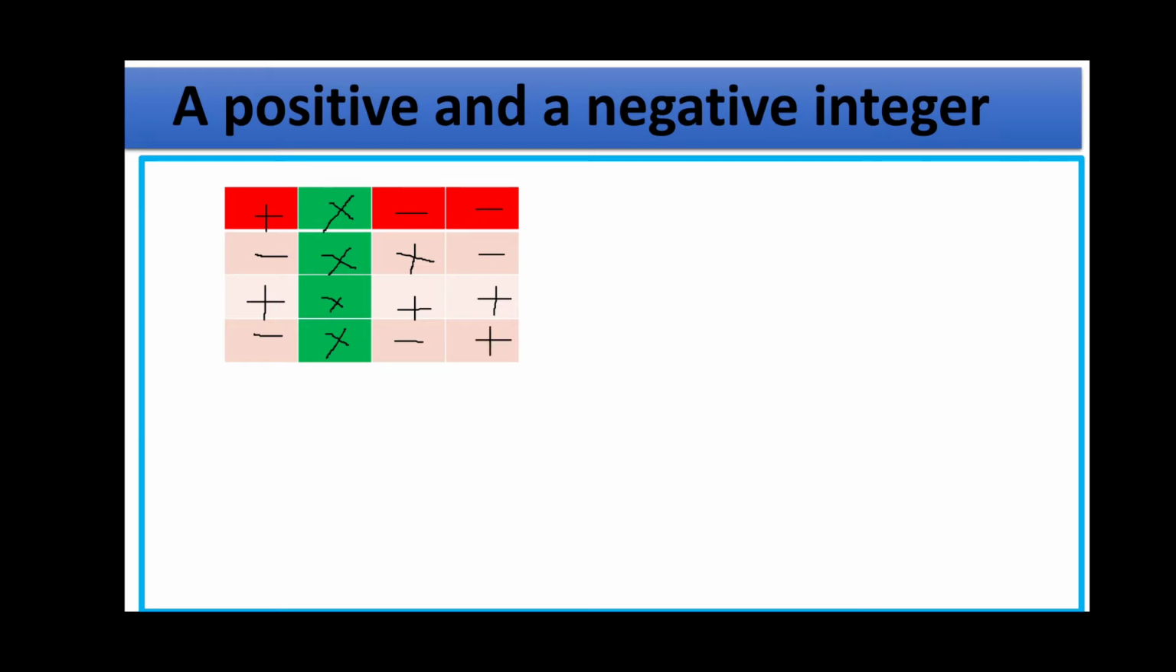So if you have the same signs for the integers, you will get a positive sign. If the signs are different for the integers, you will get a negative sign. So don't forget, these rules make your multiplication easy.